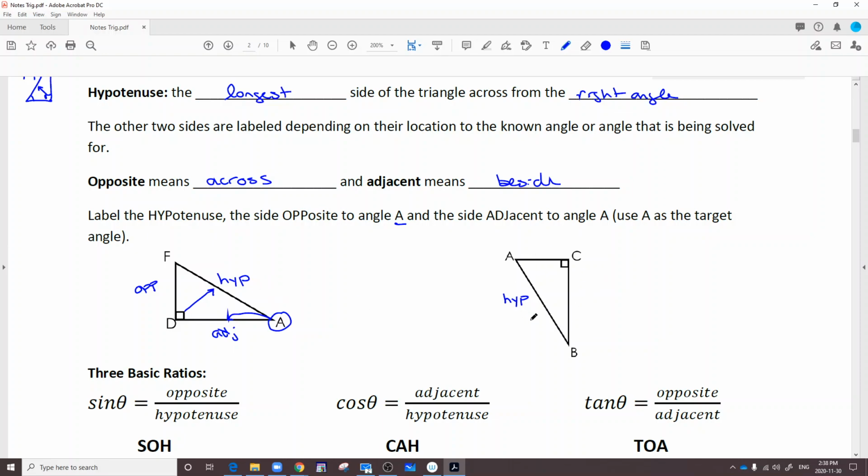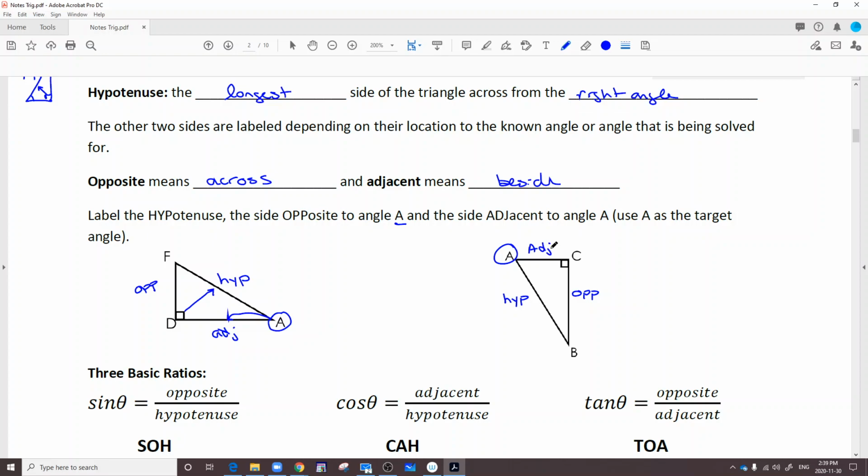So take a quick second, look at this one. See if you can figure out which one's the opposite and which one's the adjacent. And again, we're talking about in relationship to angle A. Hopefully you found that this side is the opposite because it's across from that angle A, and this one is your adjacent. Now, why do we care about this?